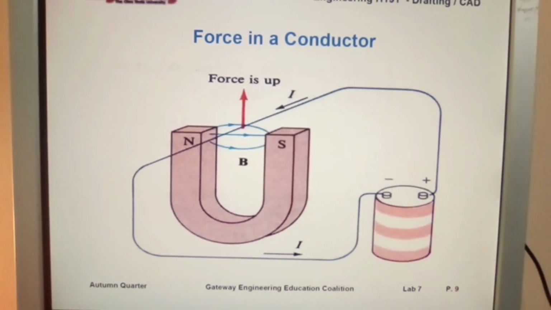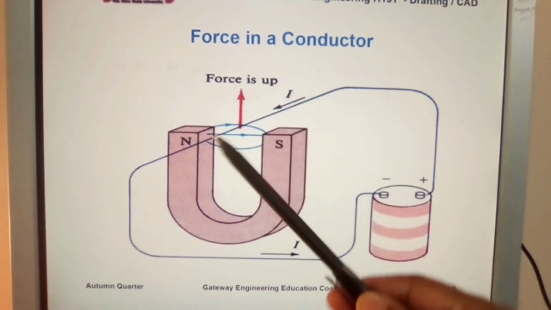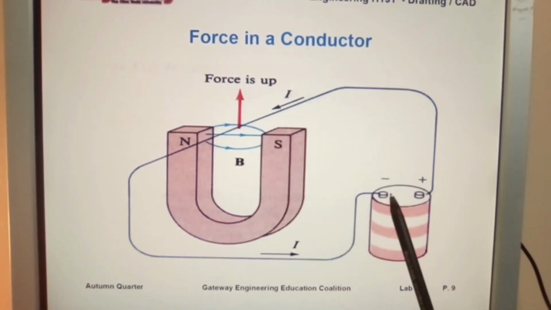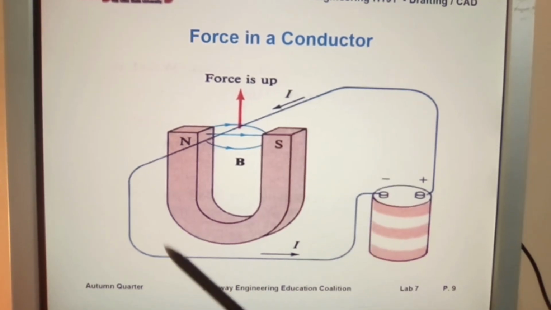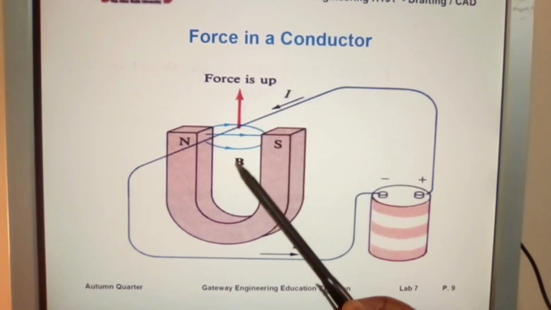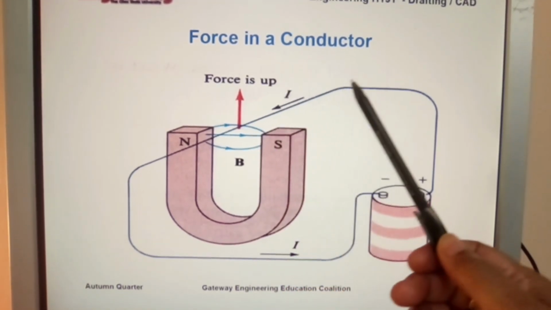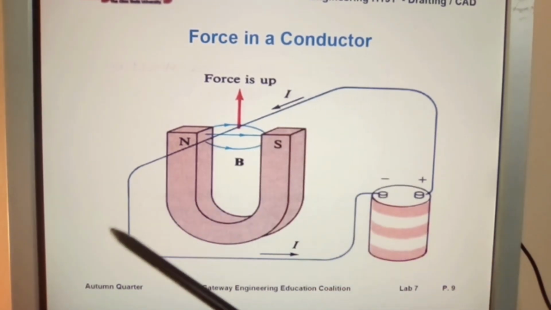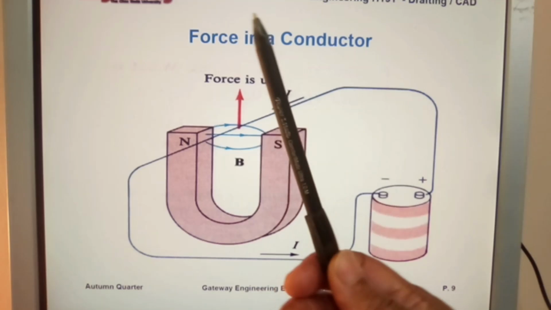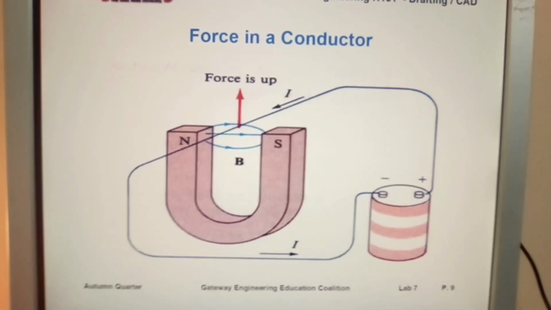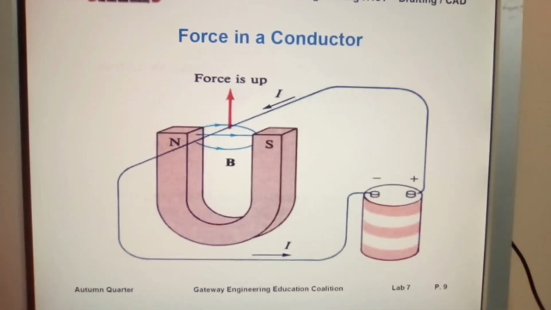And again, here we're showing you force in the conductor continues, and here when we turn the polarity around, we change the direction of the force. And again, B flux density, north and south, and current flowing through the conductor the other way, but the force now is upwards, by changing the polarity.